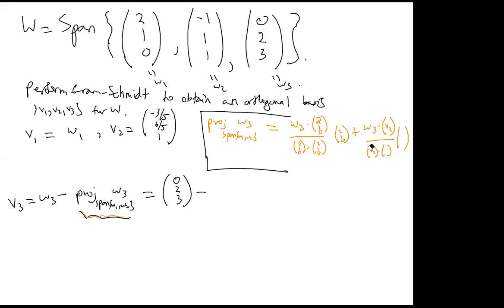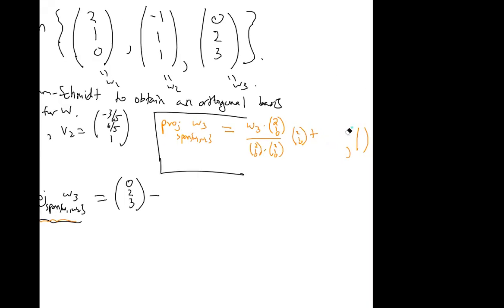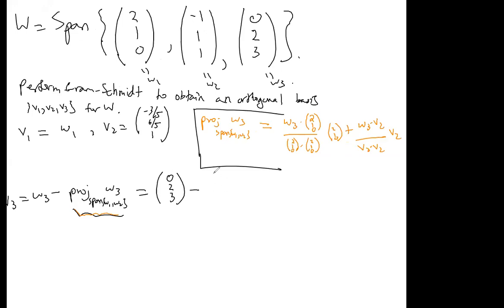I'm running out of room here. And you plug that in, you get something, and that's what you get right here. And then you get some other vector. And then the collection of those three vectors are your orthogonal basis.